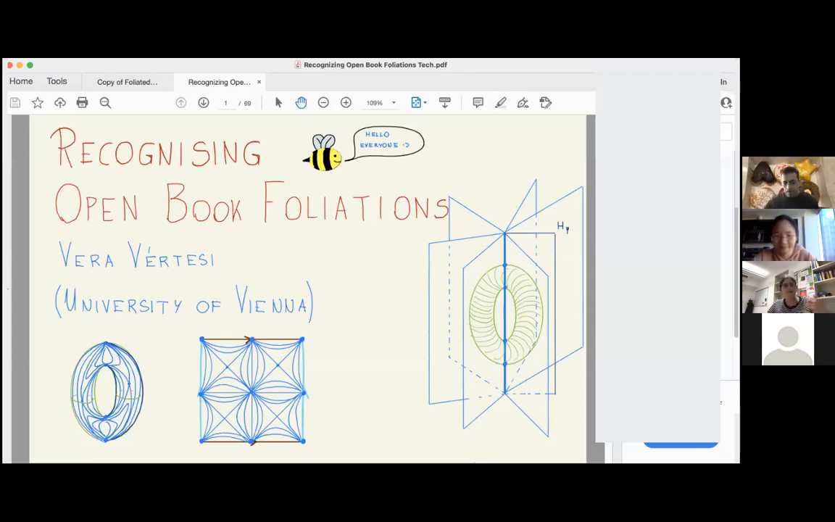And so the plan is that I first give an easy example in braid foliations, and then I introduce open books and then open book foliations, and then I give the algorithm. You will see.